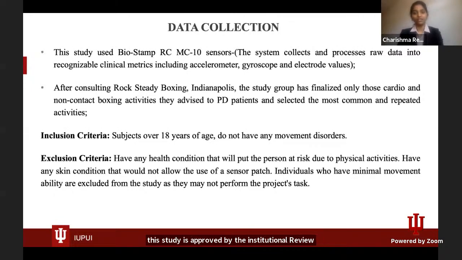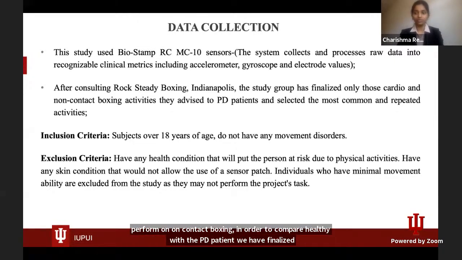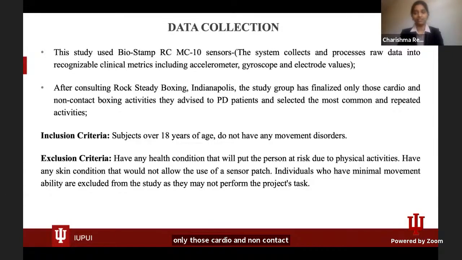We have used BioStamp RC sensors. This system collects and processes the raw data into recognizable clinical metrics using the accelerometer, which measures velocity and position, the gyroscope, which measures orientation and rotation, and the electromyography, which measures muscle activity. We contacted Rocksteady Indianapolis, where Parkinson's patients perform non-contact boxing. In order to compare healthy subjects with PD patients, we finalized only those cardio and non-contact boxing activities they perform and selected the most common and repeated ones.